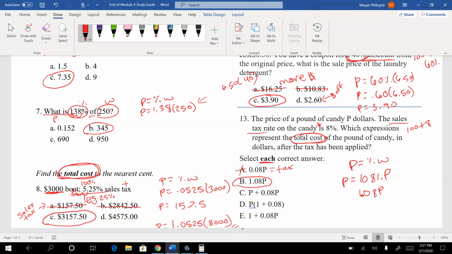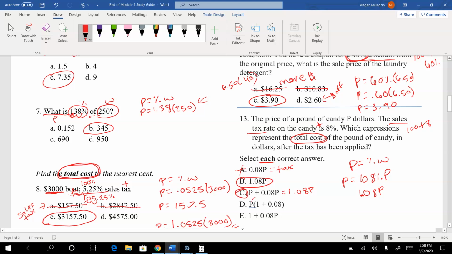C. Okay, so we have 1p plus 0.08p. So those are like terms, we could combine them. That gives me 1.08p. 1 plus 0.08 equals 1.08. So C is also a correct answer. So B and C are correct answers.